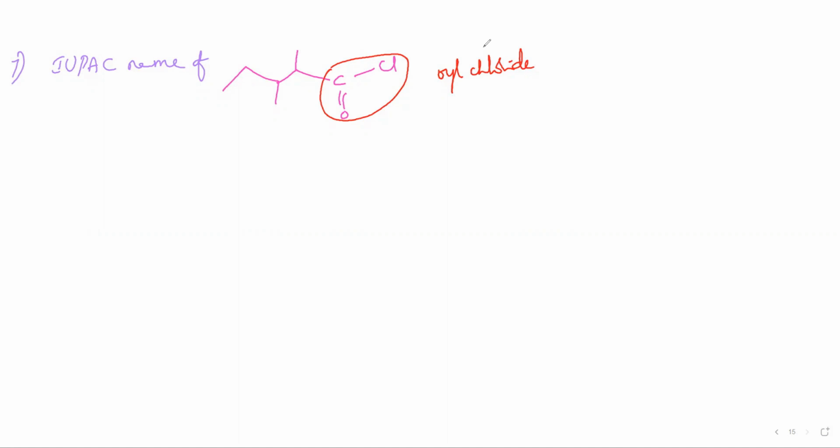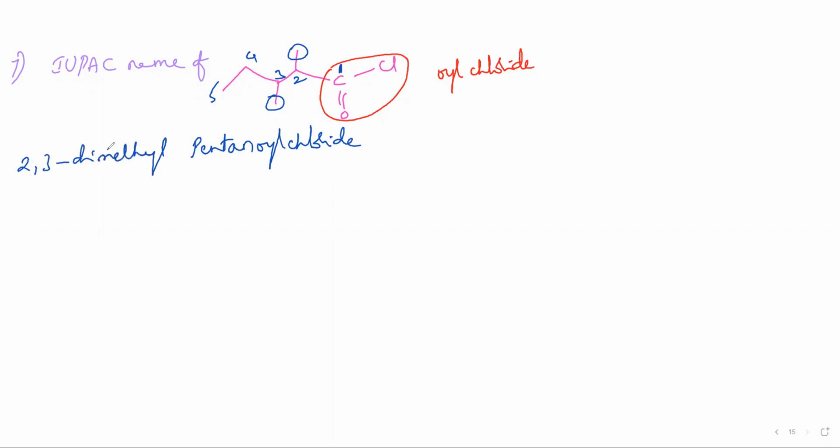So give numbering as usual. We proceed in the same style. So functional group carbon 1, 2, 3, 4, 5. Okay. So all are single bonds. Pent. All single bonds means ane. What is the functional group? Acyl chloride. So what will it become? Pentanoyl chloride. Then substituents. The second carbon has a methyl group. The third carbon also has a methyl group. That means 2,3-dimethyl pentanoyl chloride. 2,3-dimethylpentanoyl chloride.